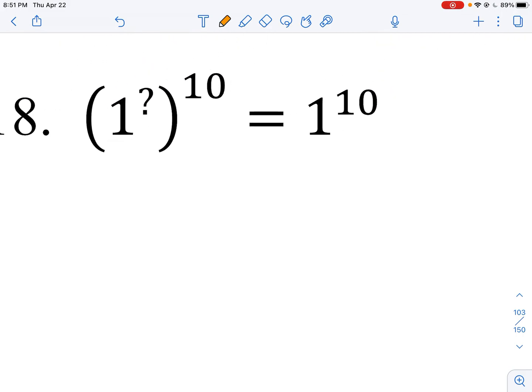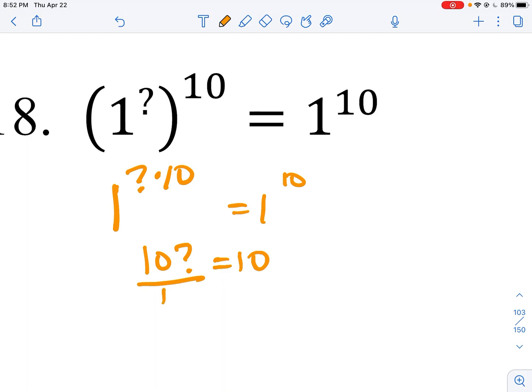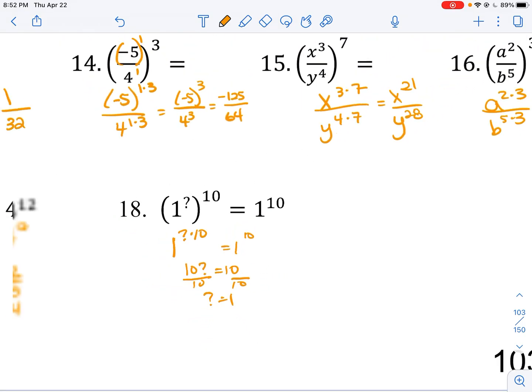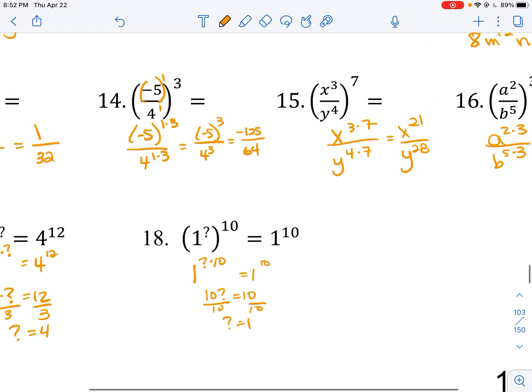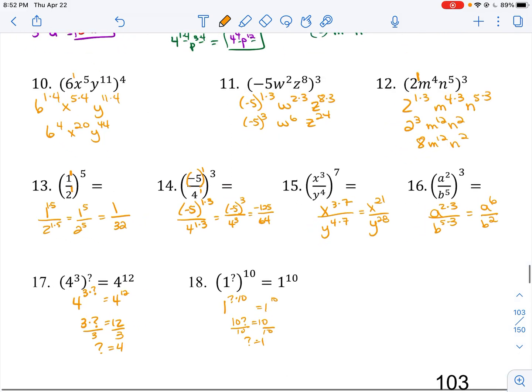Okay, over here. 1 to the question mark times 10 equals 1 to the 10th. This should be pretty straightforward, guys. Divide by 10. I meant this problem. Okay. Really hope that helped.